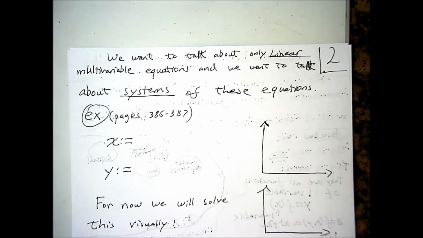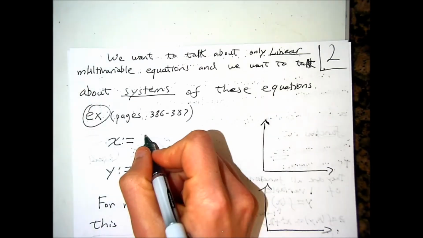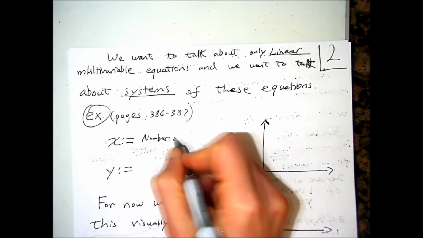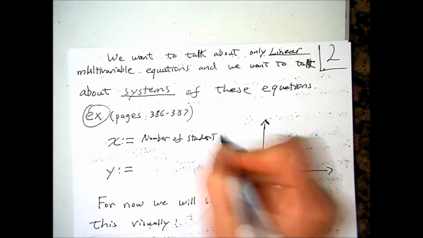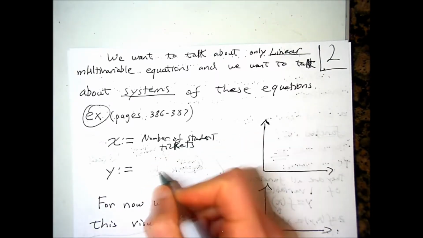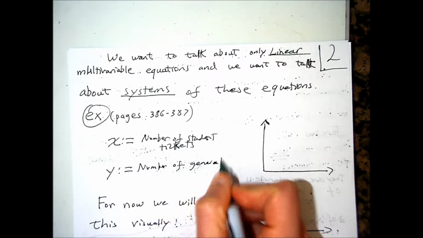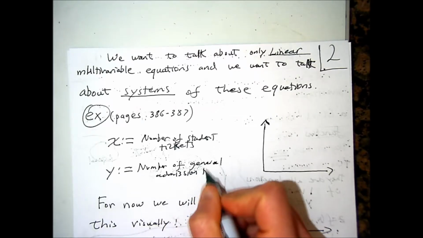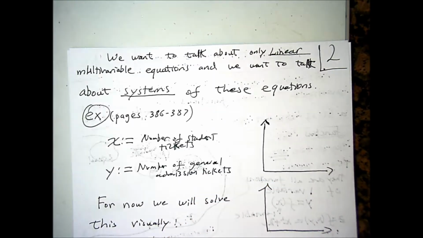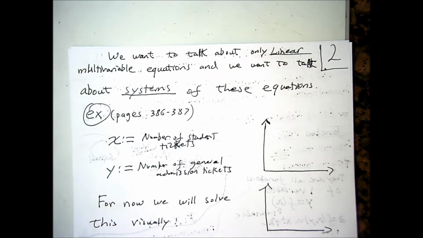So let's say on pages 386 and 387, I'm selling tickets at a computer fair, and I have student tickets, which I'll call X, and I have general admission tickets. So for now, we'll solve this visually. If a total of 7 tickets were purchased, and the cost was $18, how many of each type were purchased? And this is on page 386.